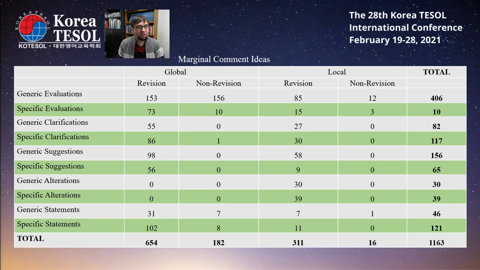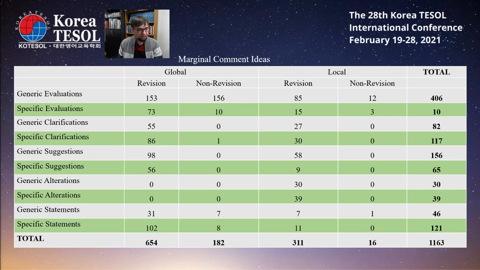You'll probably notice that there are quite a few zeros in these items, and that is typical for the peer response literature. When it comes to non-revision items, we are not frequently seeing examples of non-revision clarifications or suggestions or alterations, though there can be a few examples here and there. Whereas non-revision evaluations would usually fall into a praise or positive kind of category.